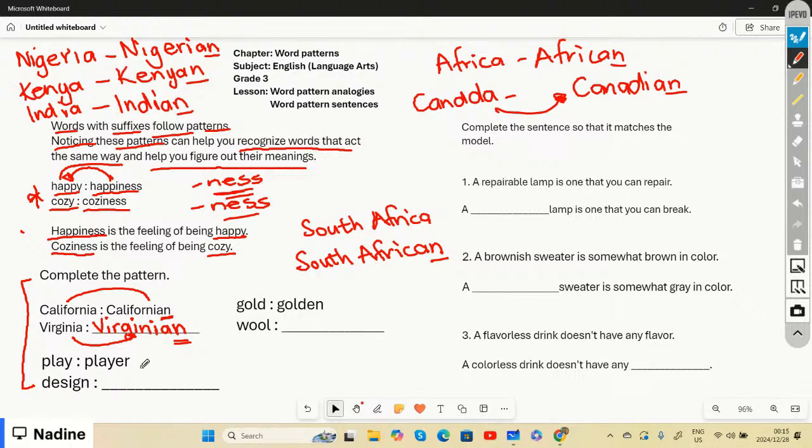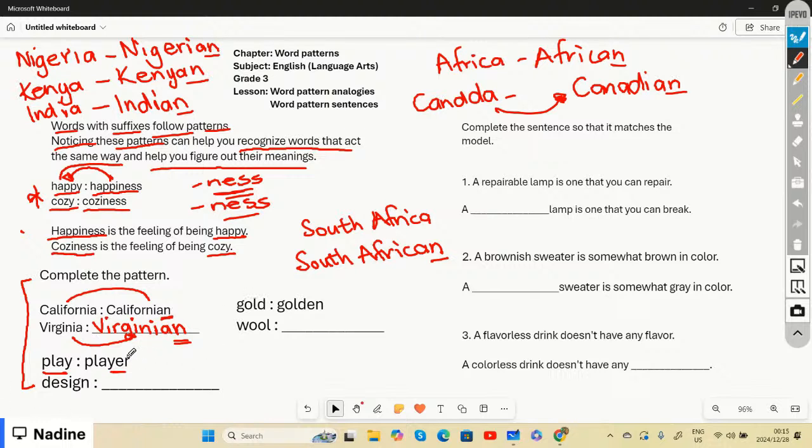So now if we continue, look at the word play. If you play, then that makes you a player. So all we did was we added the suffix er to that word. So if you play a game, you play something, that makes you a player of the specific game. We added the suffix er. So now, if you design something, you're designing things, then that makes you a what?